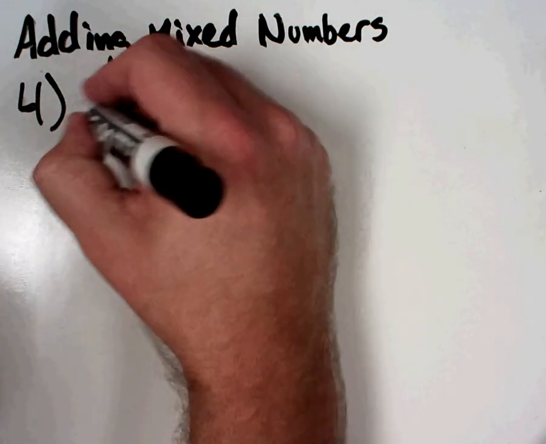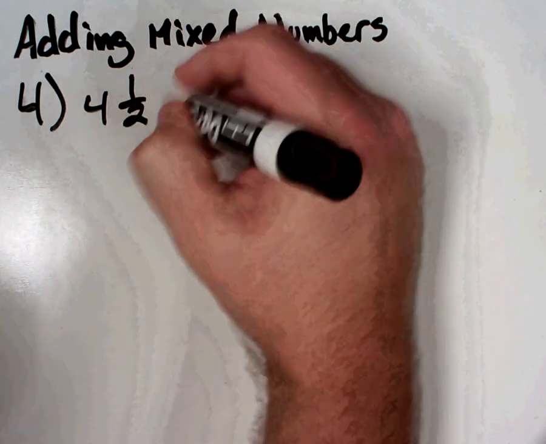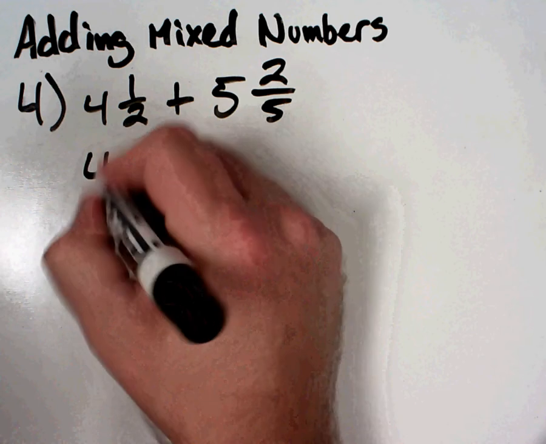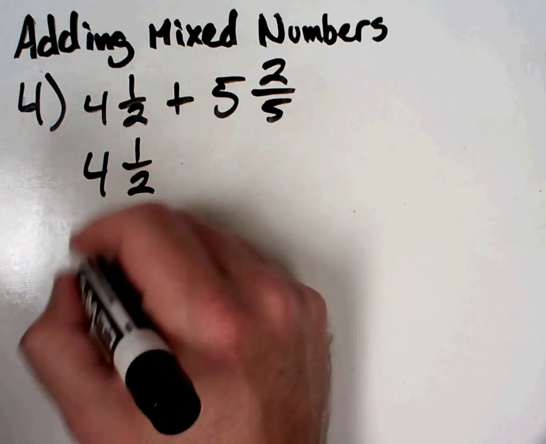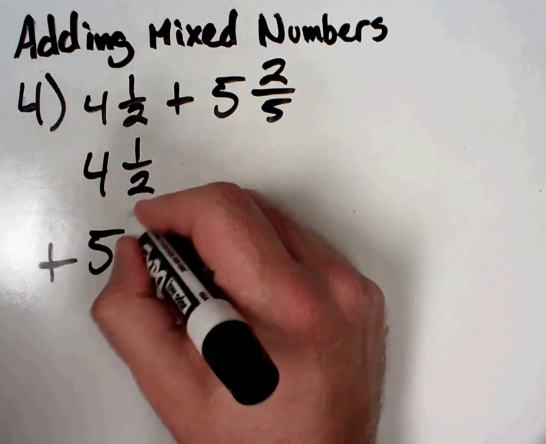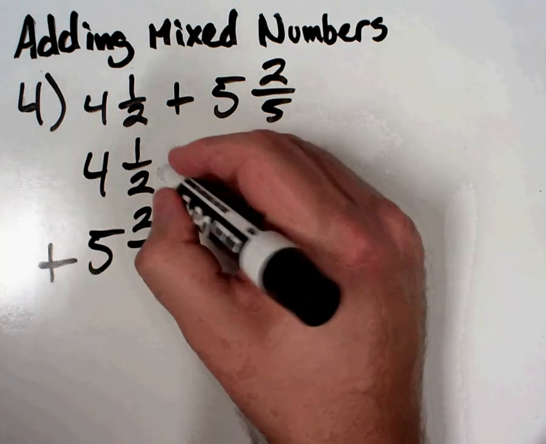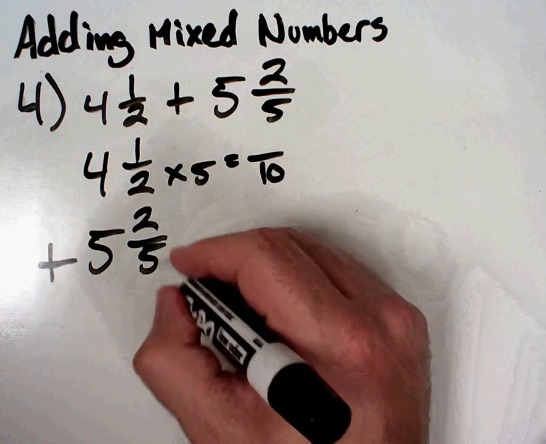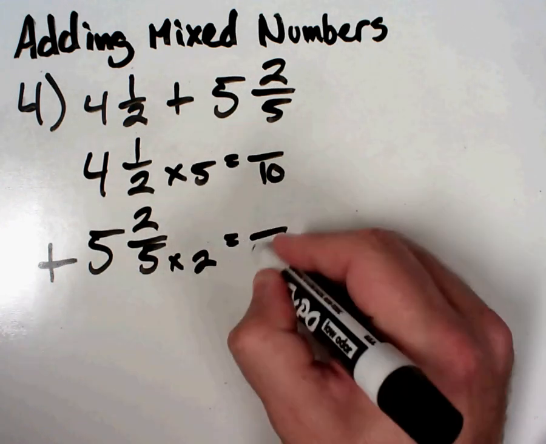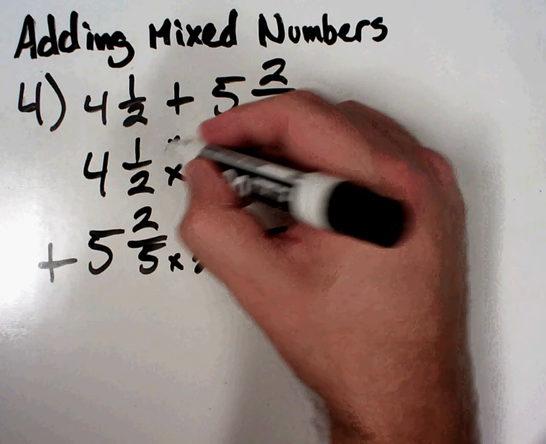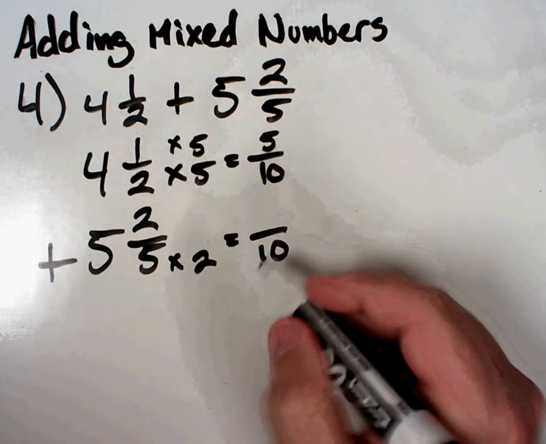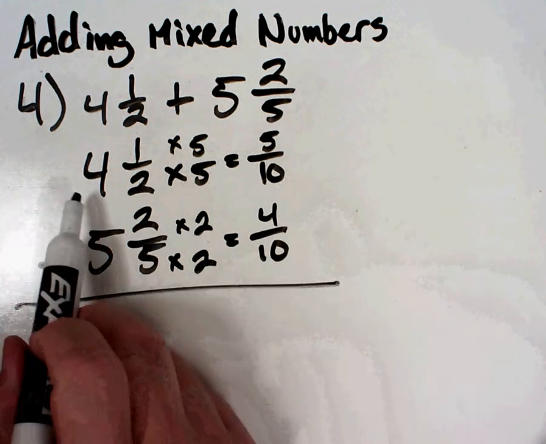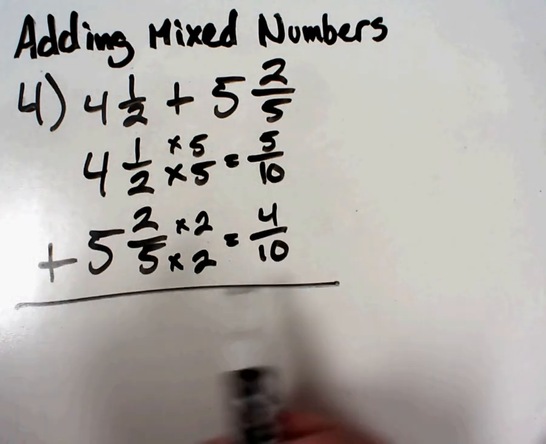Number 4 is 4 1/2 plus 5 2/5. I'm going to multiply my denominators to get my common denominator, which will be 10. Whatever I do to the denominator, I must also do to the numerator. So I end up with 4 and 5/10 plus 5 and 4/10.